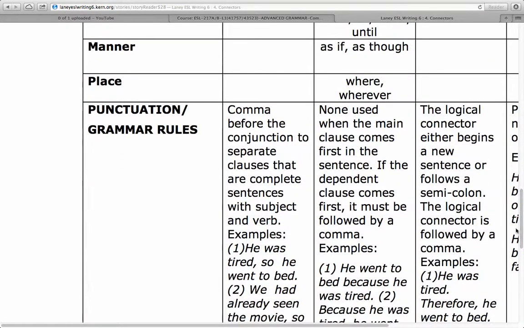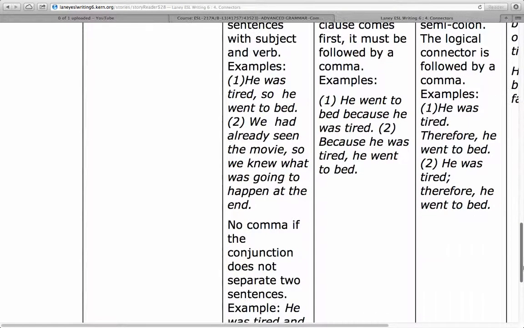Here is your rule, and you see the rule is different. It's a different rule than you have for conjunction. For a subordinator, none is used when the main clause comes first in the sentence. If the dependent clause comes first, it must be followed by a comma. And here are some examples. He went to bed because he was tired. And here is your adverb clause, beginning with the subordinator because.